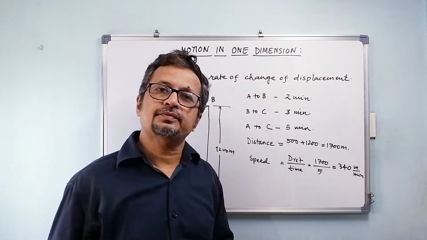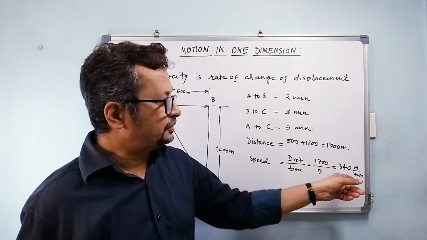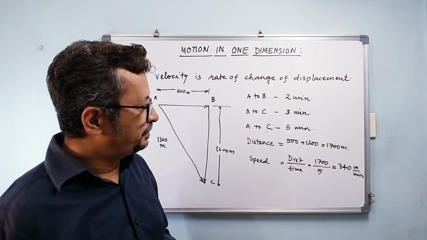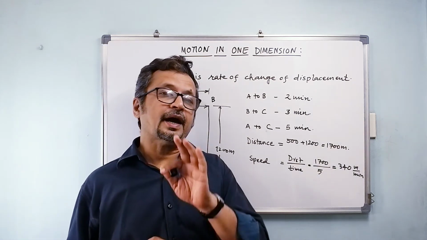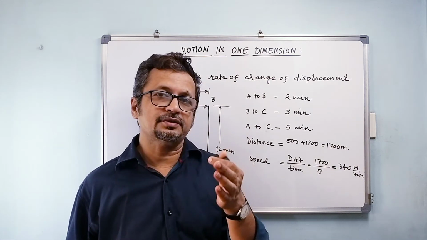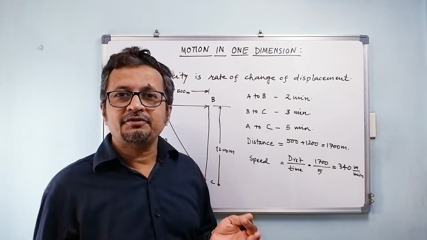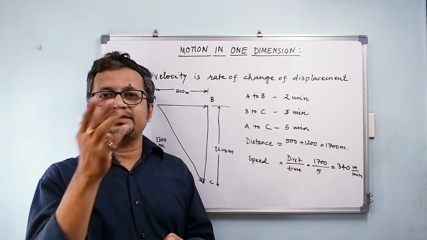And if you want to find speed in meter per second, then you just have to divide by 60. So that would be speed in meter per second here. That was about speed, because here we are taking the actual distance walked, the actual distance that I covered by walking. But then what is the end result? My end result is I started from A and reached C.